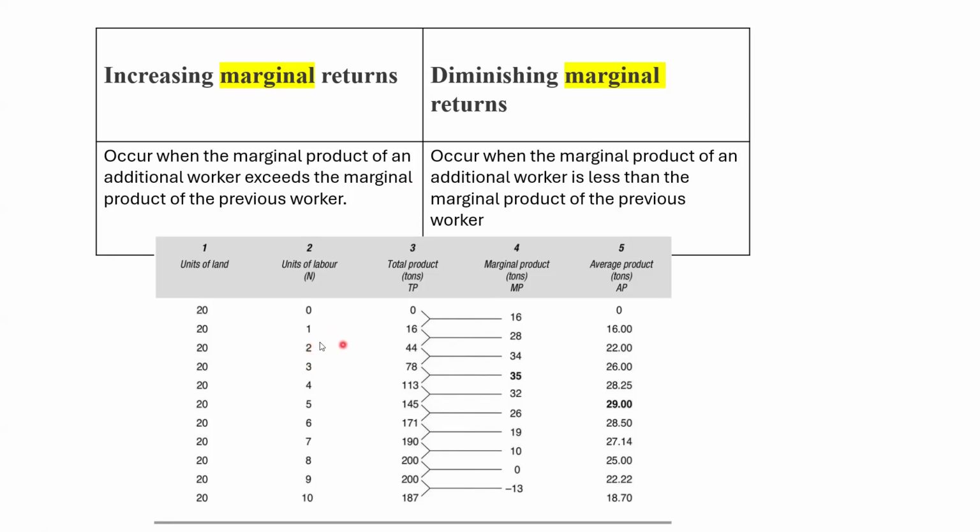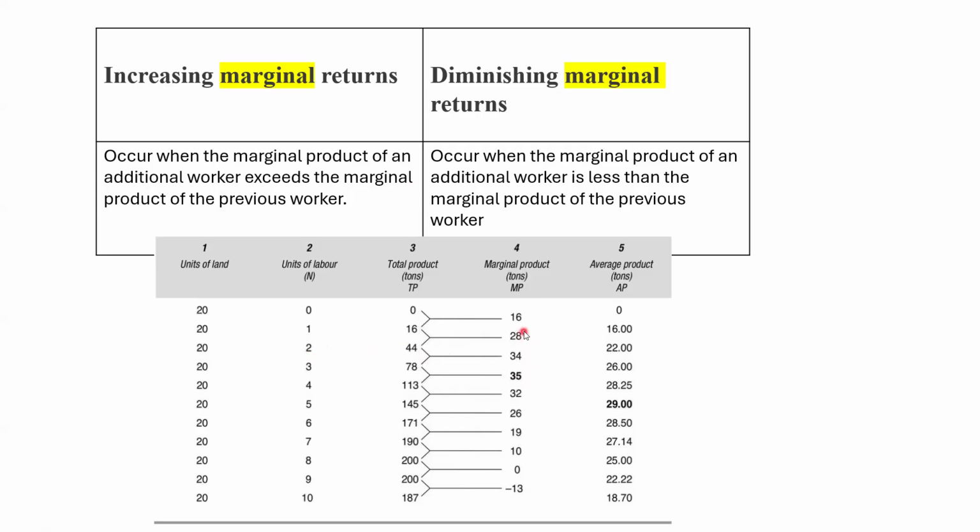So by the employment of this additional worker, we're able to get what? 28 plus in our output. So it's 16 plus 28. This 28 came along because of the employment of the additional worker. And then so on. You employ another worker, we are now 3, and then the additional is 34, meaning that these extra units we achieved because of the employment of the third worker, right? And so on. It's increasing.